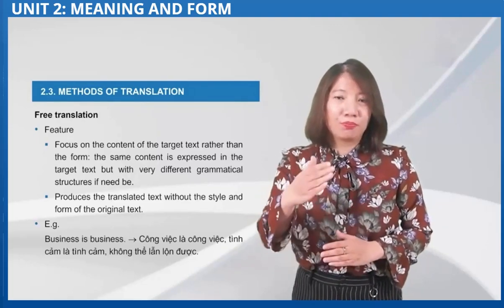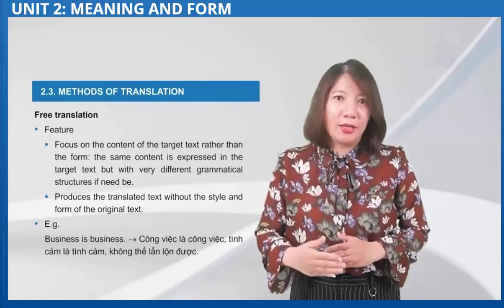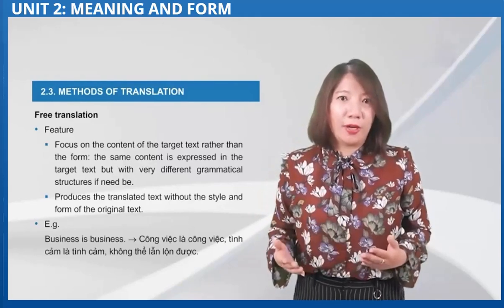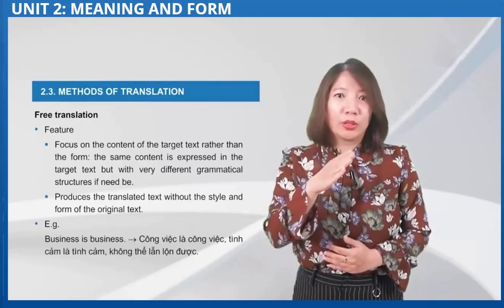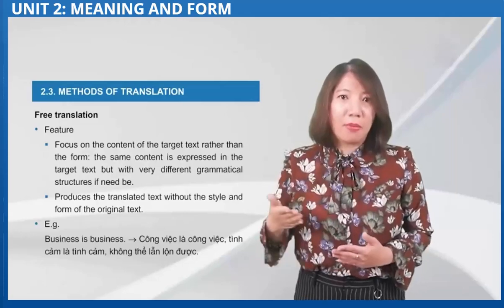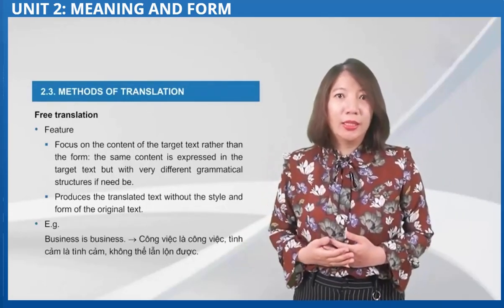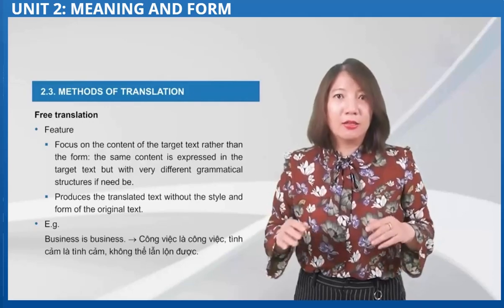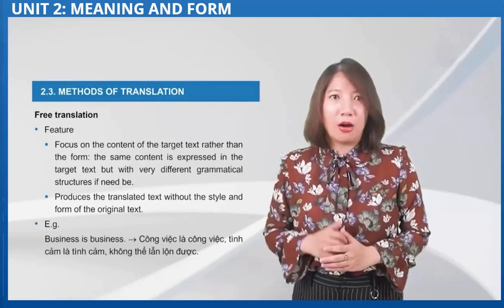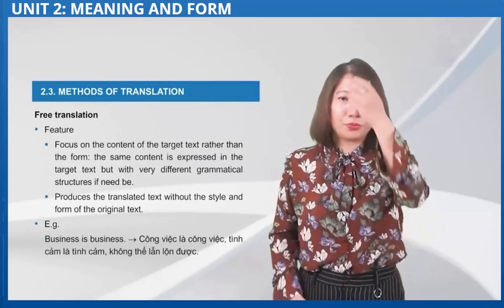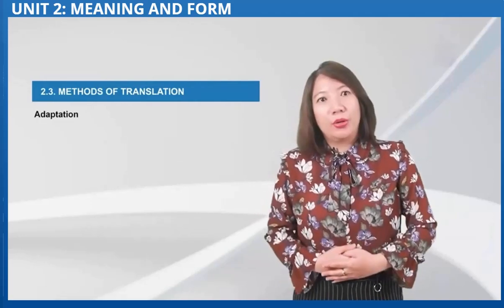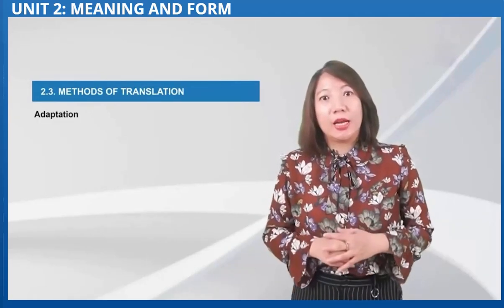So the form of the source text and the target text are different. Đó, từ một cái mệnh đề được dịch ra 3 mệnh đề, cái form và thậm chí cả cái style cũng khác rồi, nhưng cái content thì được giữ nguyên. Đó là free translation. The final method we are going to discuss now is adaptation.